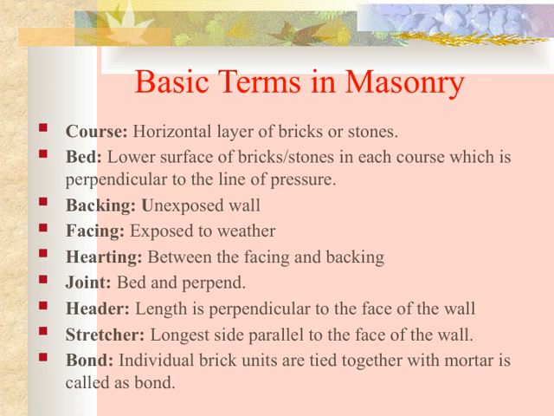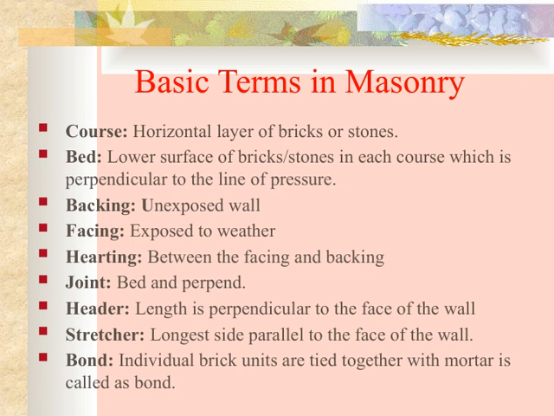Moving on, the backing refers to the unexposed wall surface, which is usually hidden behind the facing. The facing, on the other hand, is exposed to the weather. It's what you see on the outside of the wall and must be durable to withstand environmental elements. Between the facing and the backing, we have the hearting. This is the material filling the space, giving the wall its strength and stability.